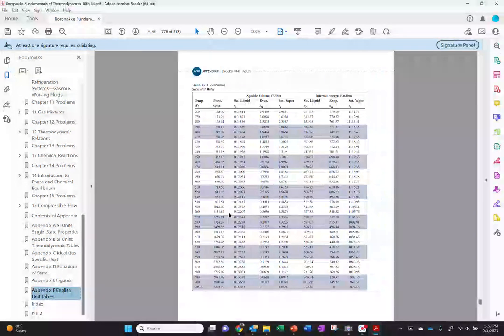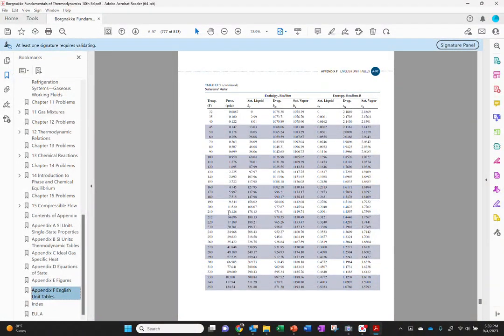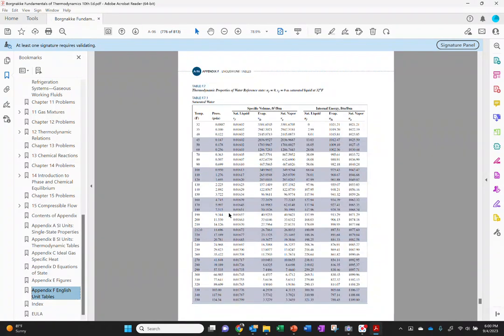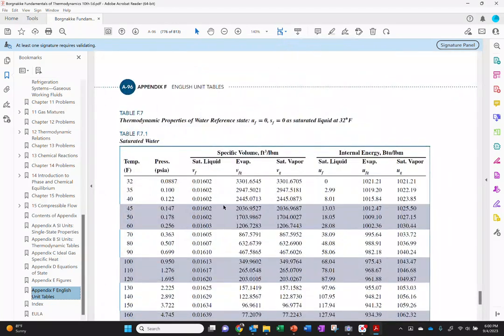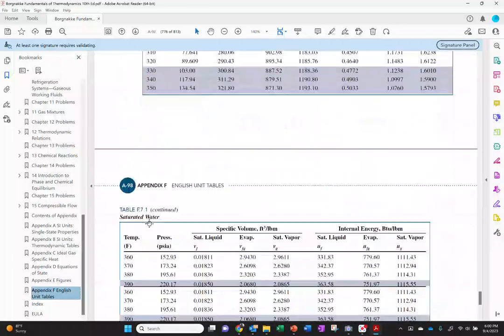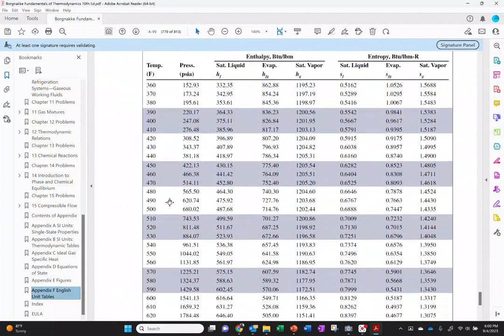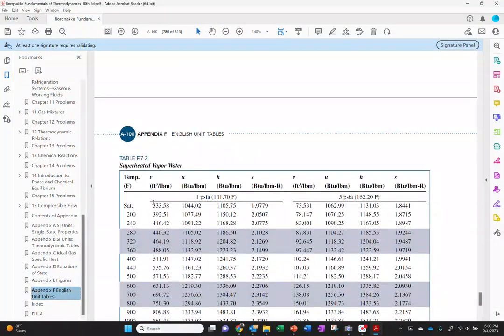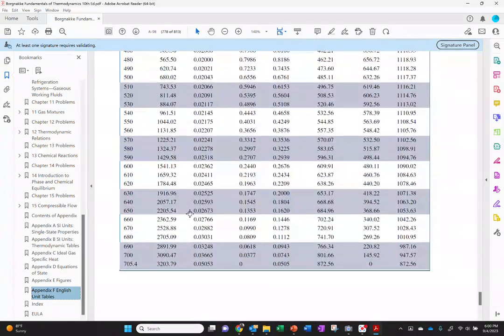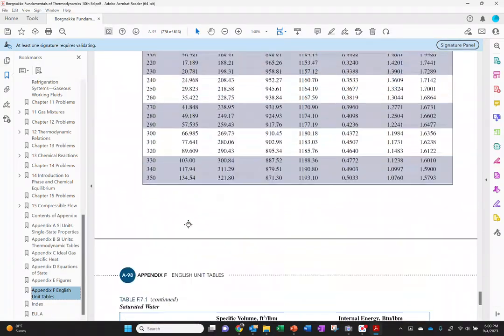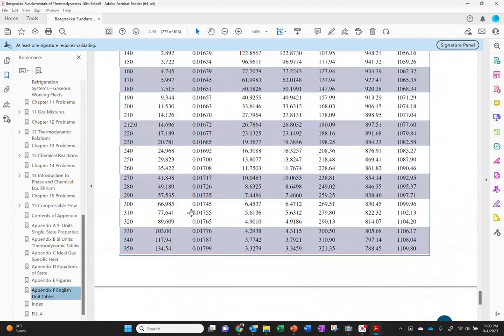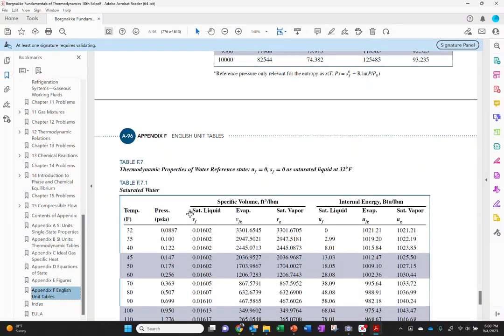There it is right there. Okay, so that's under 7, saturated water. Here's F.7.1, and you can see it's indexed by temperature. If you go down a couple, it's still by temperature. Now you get a superheated table. See, they're missing the ones by pressure. That's okay. It's really just a convenience, to tell you the truth. You might have to do some interpolation if you're doing English units.